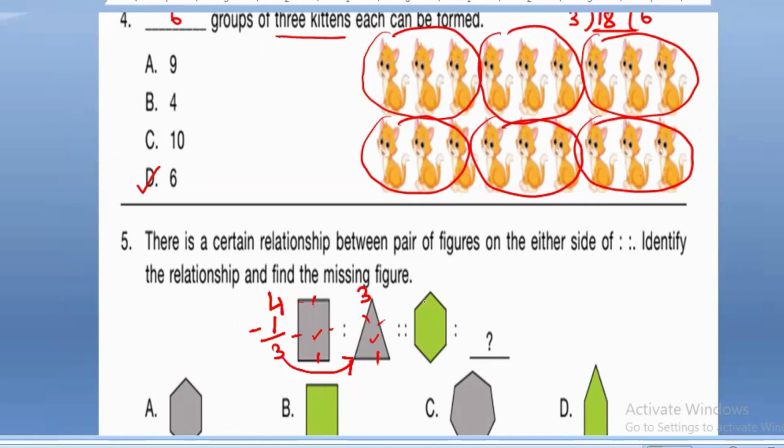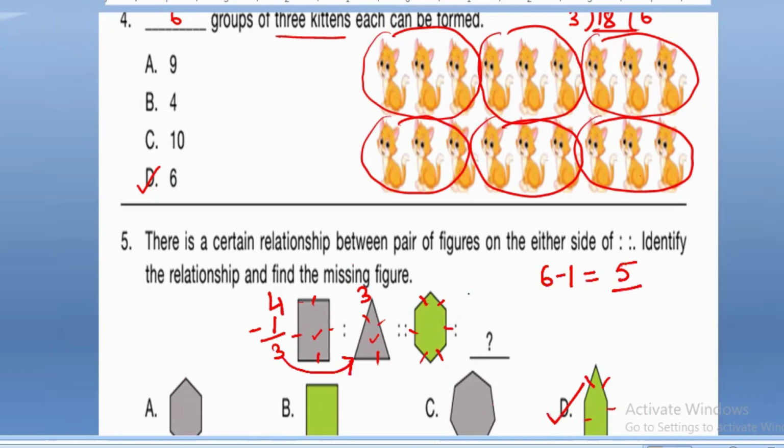What we can see over here is that this figure has 1, 2, 3, 4, 5, 6 sides, and the color of the figure is green. Now when we subtract 1 from 6, what do we get? We get 5. So the figure that replaces this question mark should have 5 sides and should be green in color. So out of the 4 given options, option D is the correct answer, because option D has 5 sides and the green color. So that's why we can say option D is the correct answer for this question.